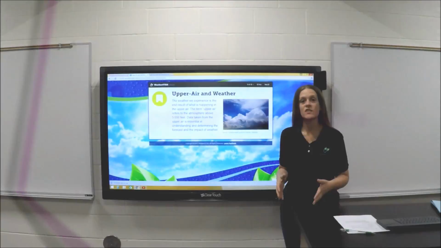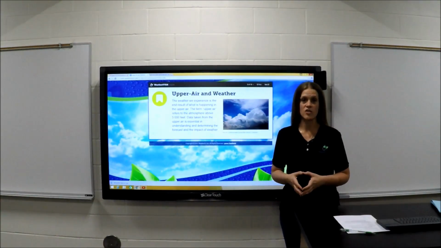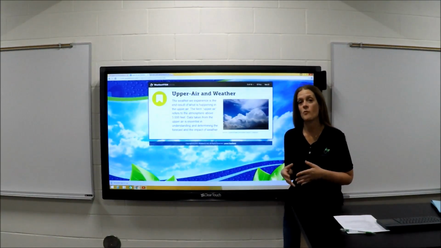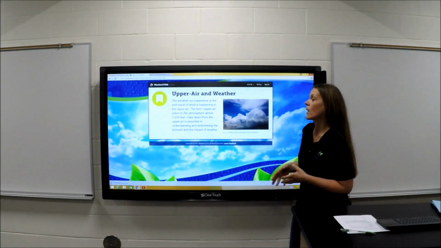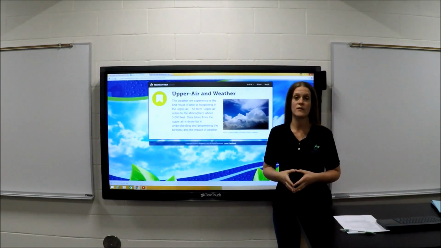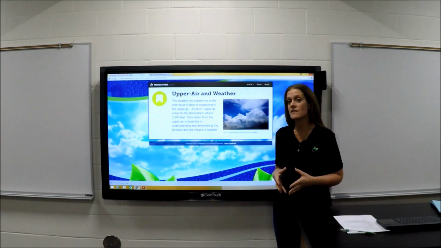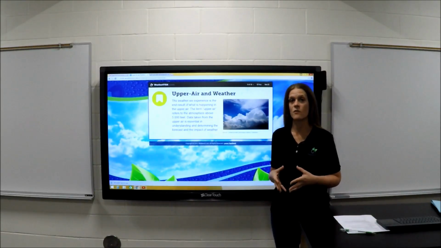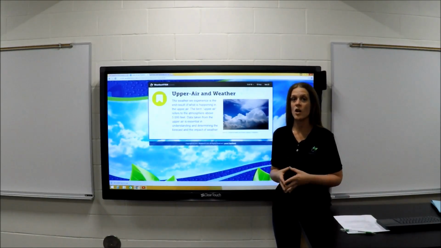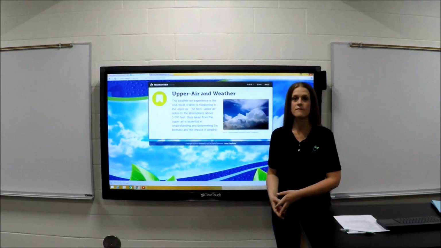When meteorologists refer to upper air observations, they're referring to observations that are made above 5,000 feet in the atmosphere. This is where our weather balloon is going to be taking a bulk of its data. Above 5,000 feet in the atmosphere is where we have wind currents that can help steer the weather systems that impact our weather on a day-to-day basis.